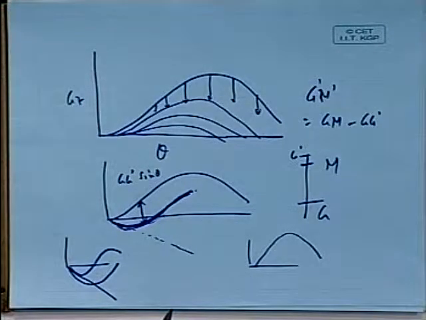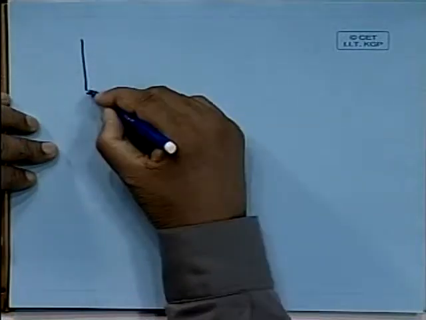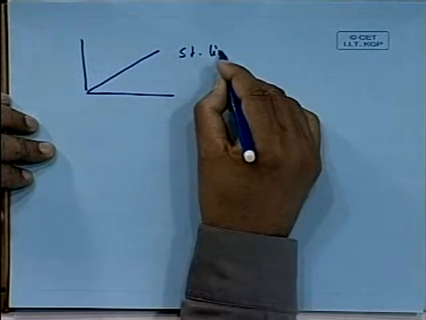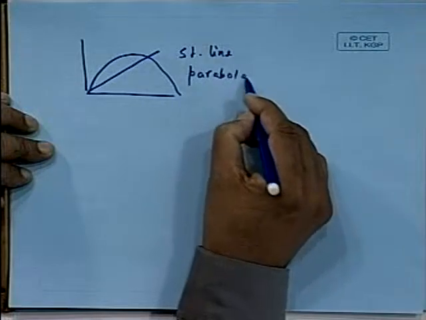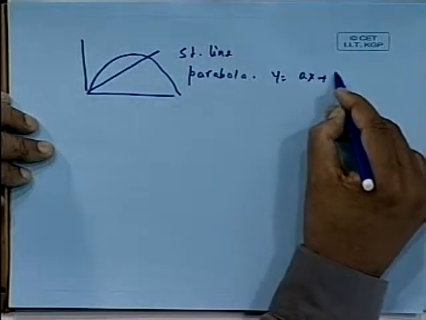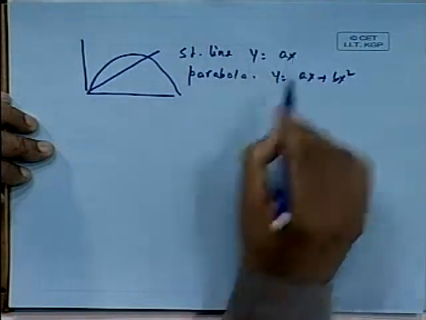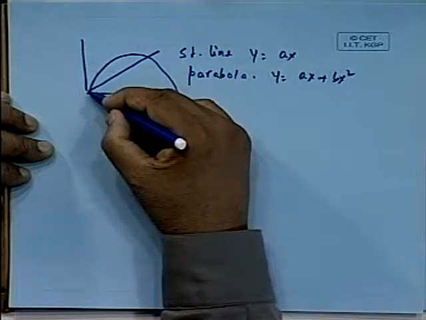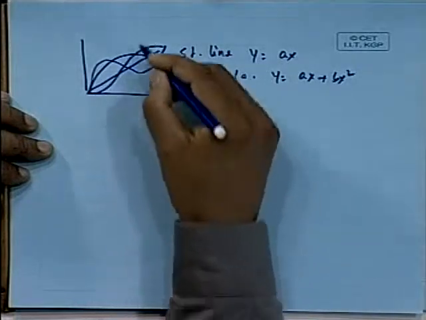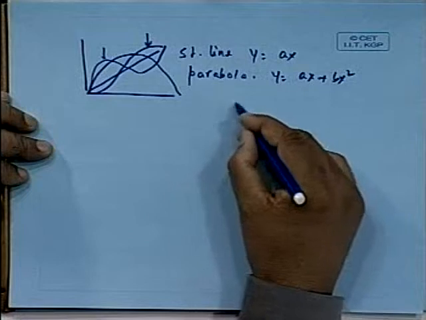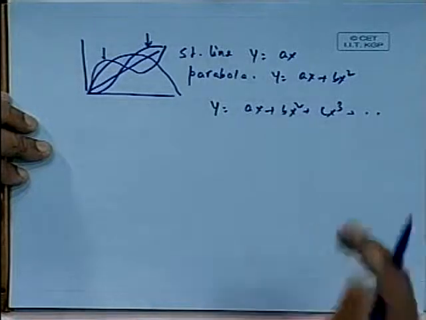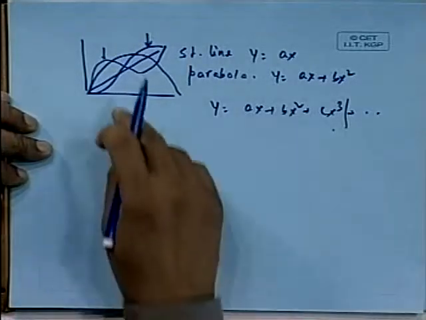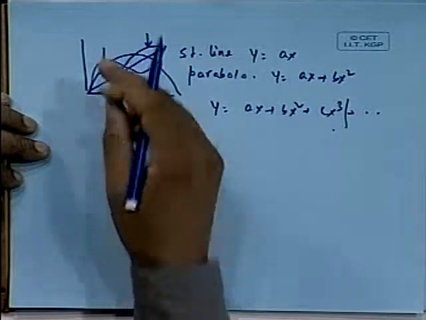Let me make this more clear. See, this is a straight line, this is a parabola, y equal to ax plus bx square, this is y equal to ax. Okay. If you want a curve like this or like this, then you must write y as ax plus bx square plus cx cube, plus higher terms may be there, but at least up to this. If you do not have this, you do not have this S curve, the point of inflection.